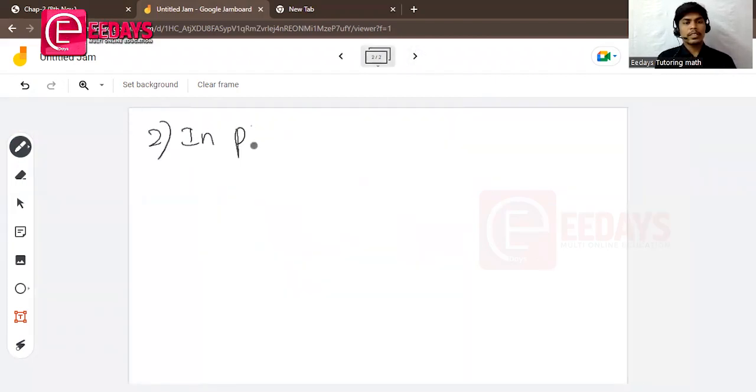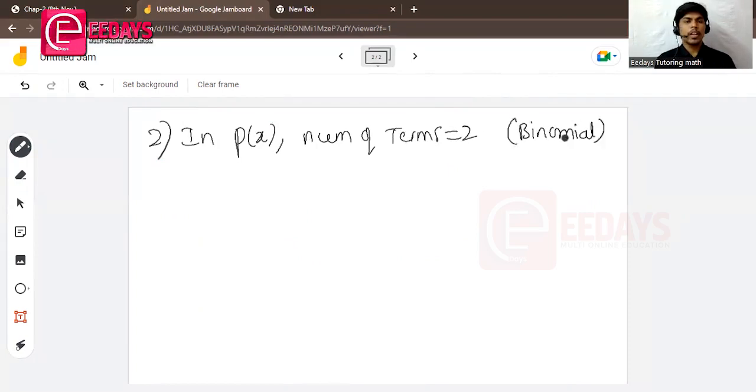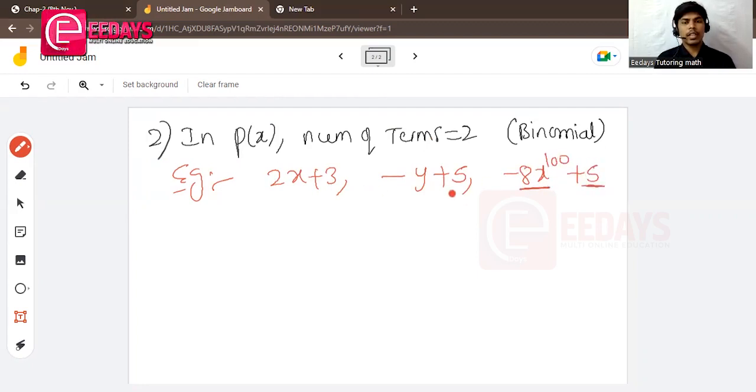In a polynomial p of x, if the number of terms is 2, we call it a binomial. Bi is nothing but 2. Let's take an example. If the number of terms is 2, for example 2x plus 3, minus y plus 5, or else minus 8x power 100 plus 5. Why? Because there are two terms. Whatever the power and whatever the symbols, observe the terms only.